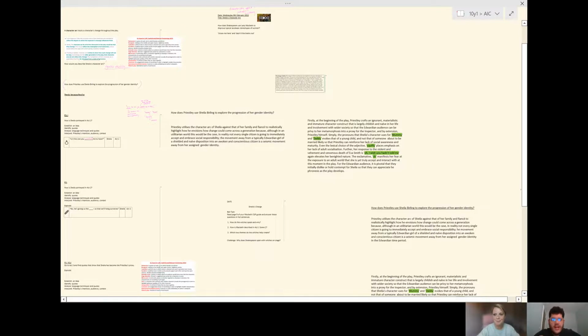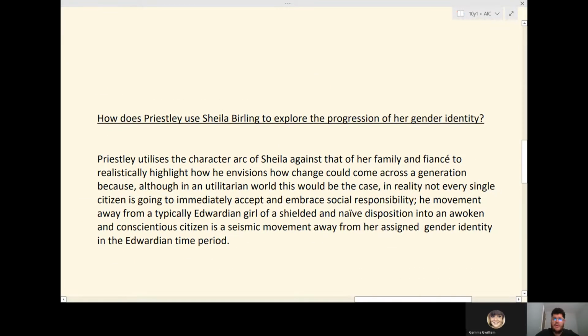100%, yeah. So when I use this with classes, what I tend to do is I'll pose a question with part of the solution already answered for that I section. So here's a lesson I did with year 10 on An Inspector Calls. The question I posed was, how does Priestley use Sheila Birling to explore the progression of her gender identity?